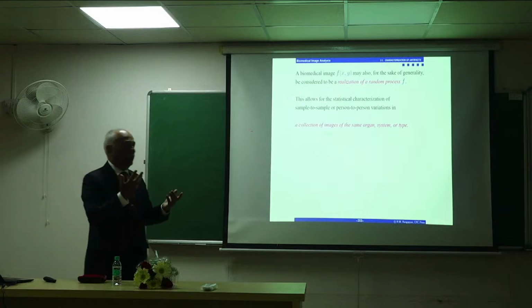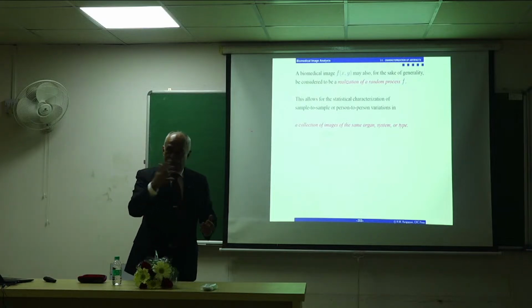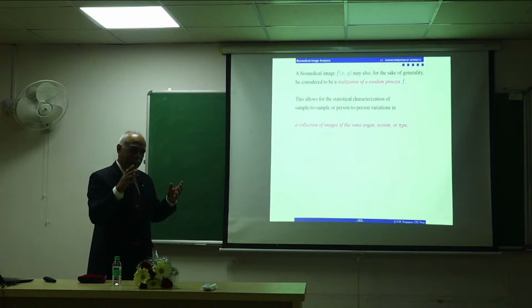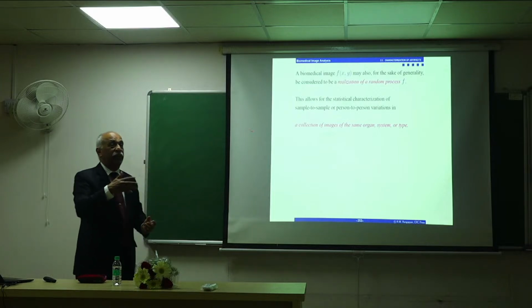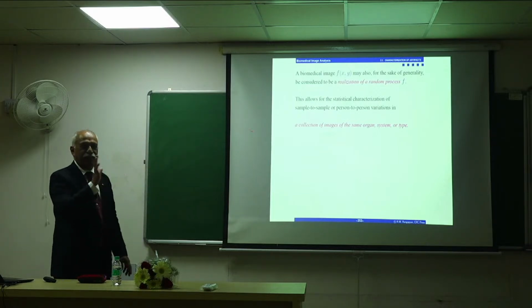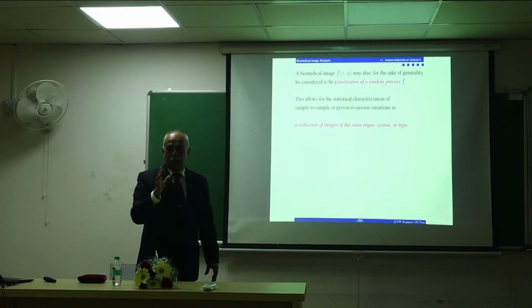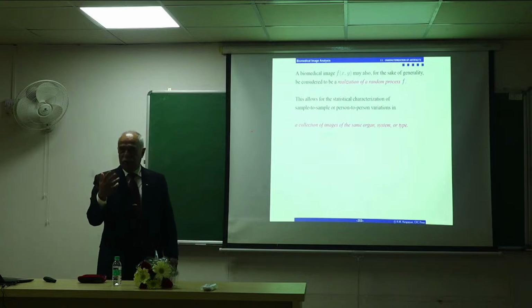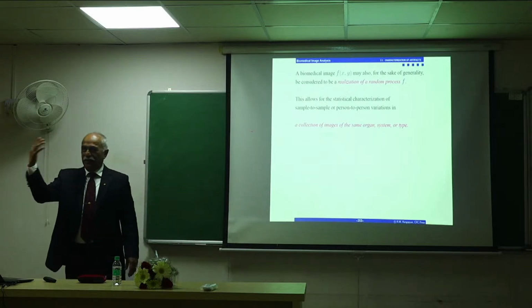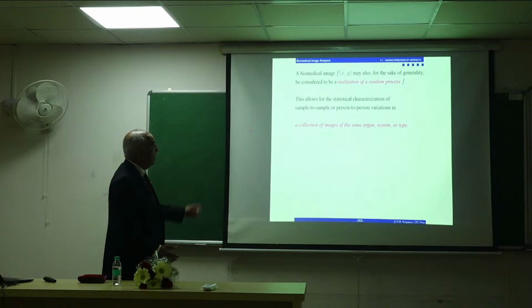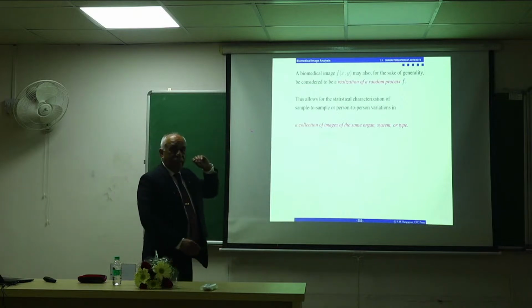The pictures taken, even those are random. They're not exactly random, they have structure, but they have variations. So in general, you can say everything is random and treat images as random observations of a random process. Each one is a realization or observation or a sample of that process. So this allows statistical characterization.